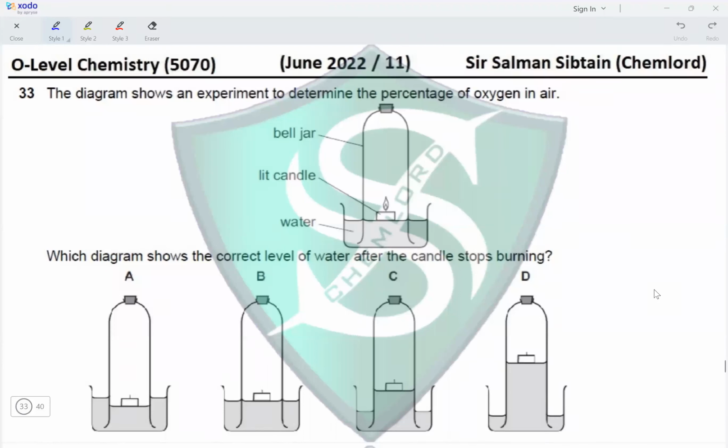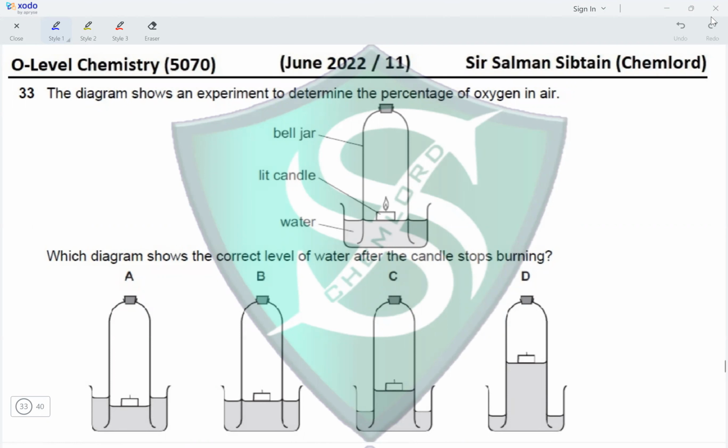Question 33. The diagram shows an experiment to determine the percentage of oxygen in air. Which diagram shows the correct level of water after candle stops burning? So oxygen in air. Air contains 21% oxygen by volume. Okay, which diagram shows the correct level? So if the oxygen in air is used up, then the water will rise in the bell jar.